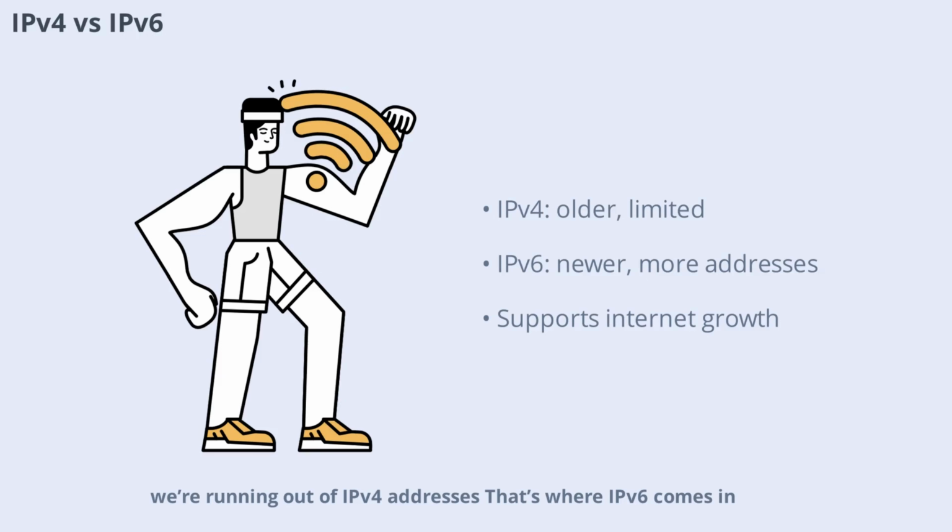That's where IPv6 comes in, offering a much larger pool of addresses, written in a format like 2001:0DB8:85A3:0000:0000:88E:0370:7334. This upgrade ensures that every device now and in the future can have its own unique address. Let's look at how these two formats differ and why the transition matters for the internet's growth.